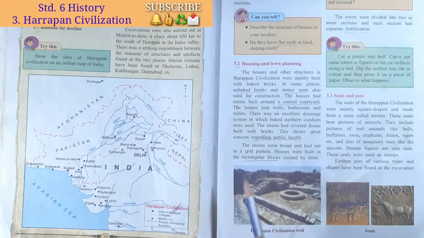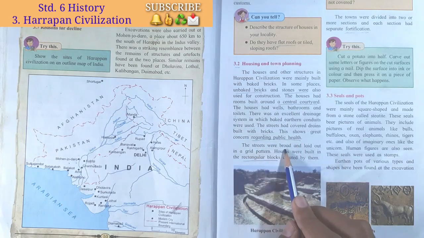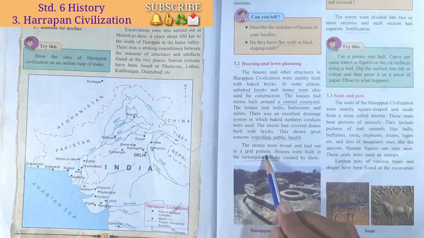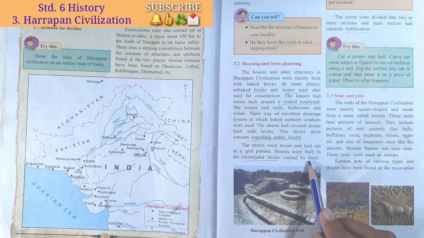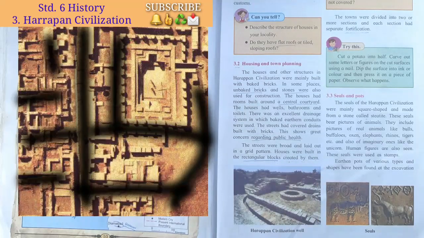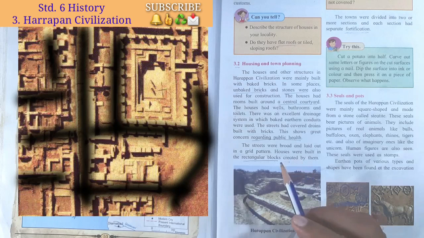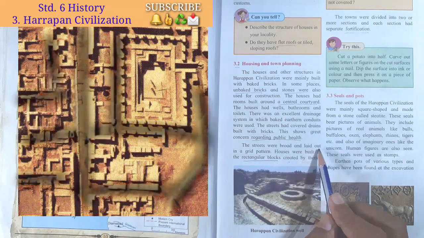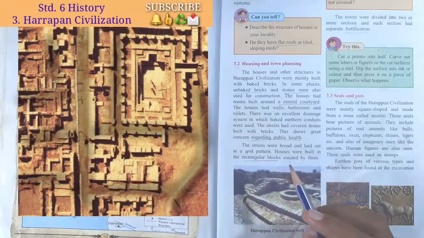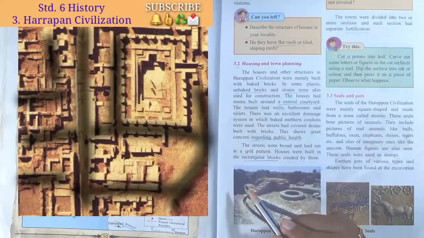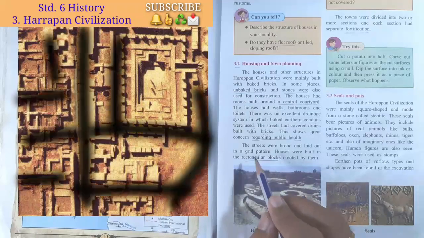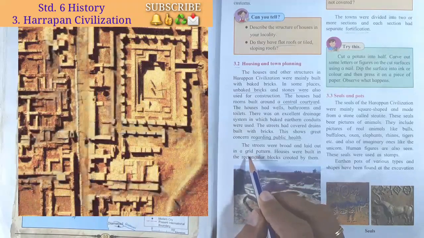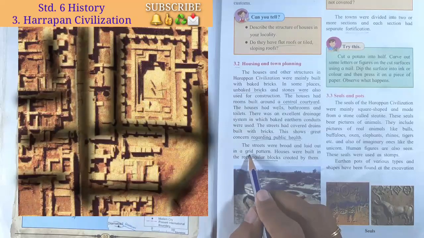Okay students, now next, the streets were broad and laid out in a grid pattern. Houses were built in the rectangular blocks created by them. Yes students, here we see that the streets, the roads, were very broad, and they were laid out in a grid pattern. What do you mean by grid pattern students? These streets form a network and connect to each other. Do you know what a grid is? You can see in the picture and understand what a grid pattern is.